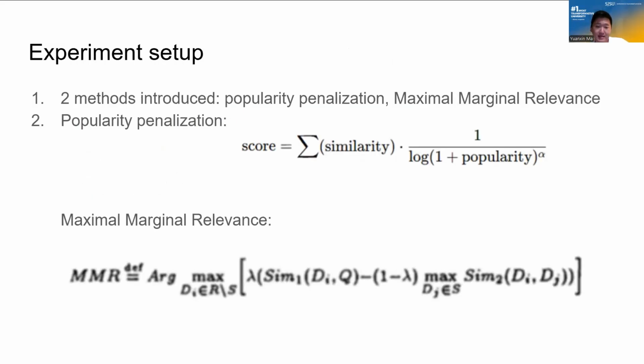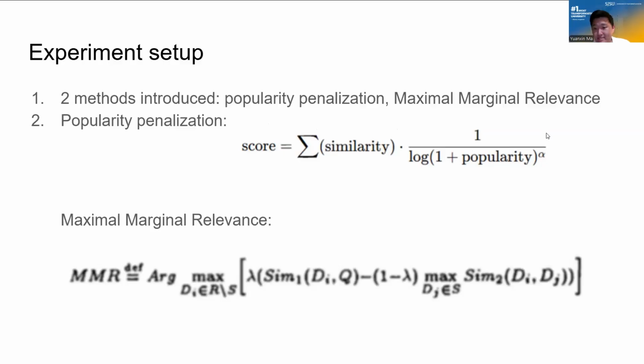The experiment setup of this paper introduced two methods: firstly, popularity penalization, and secondly, maximal marginal relevance. This slide will cover popularity penalization. For popularity penalization, the score is the similarity of the song with the query times 1 over the log of 1 plus the popularity, or the frequency, of the occurring song.